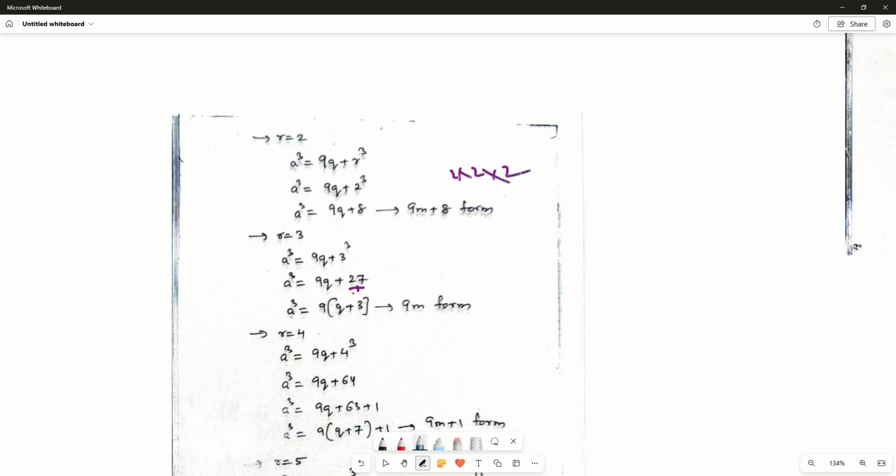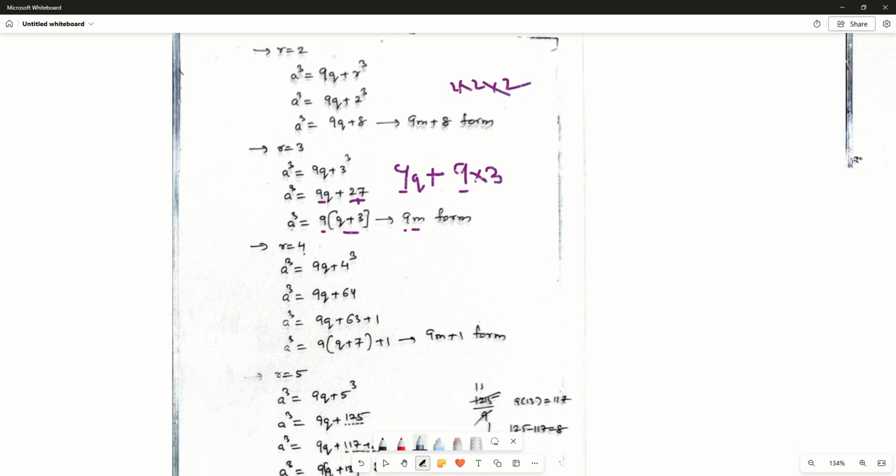We can take 9 common out of this. 27 can be written as 9 3s, and then we are having this term as well, 9q. So I am taking 9 out of this, so I will be left with q plus 3 here. So again it is in the form of 9m. Now proceeding on, if I take r is equal to 4, in place of r I am writing 4.